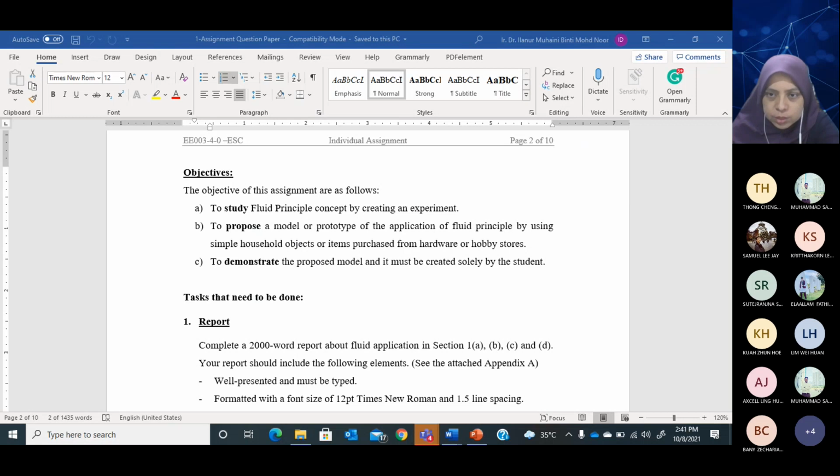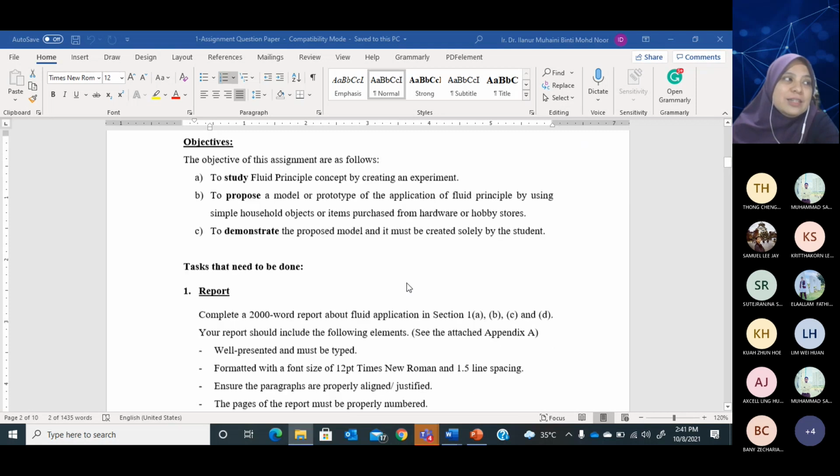Miss, can I do this experiment and use 3 different objects? Yes, can. After that, or item purchased from hardware or hobby shop, hobby store. What item you want to purchase? For example, pipes. For example, wood. Wood, if you want several size, you can ask the hardware shop to cut for you also.